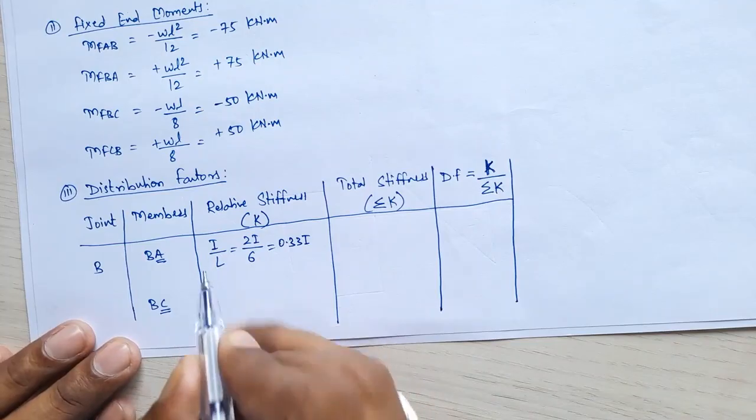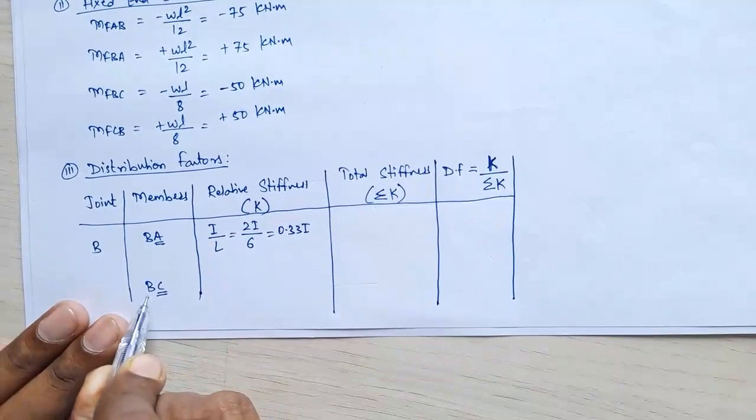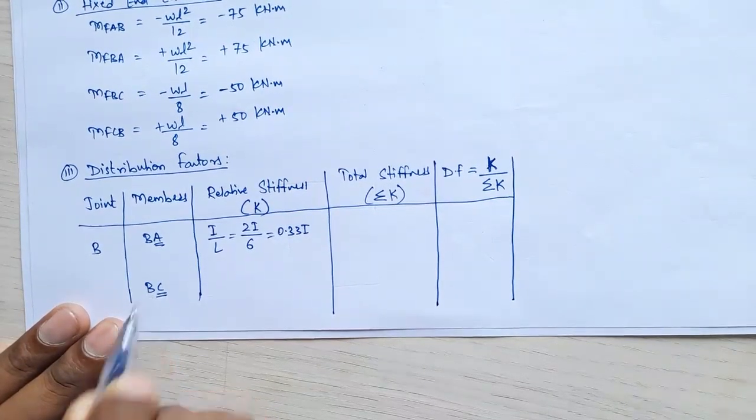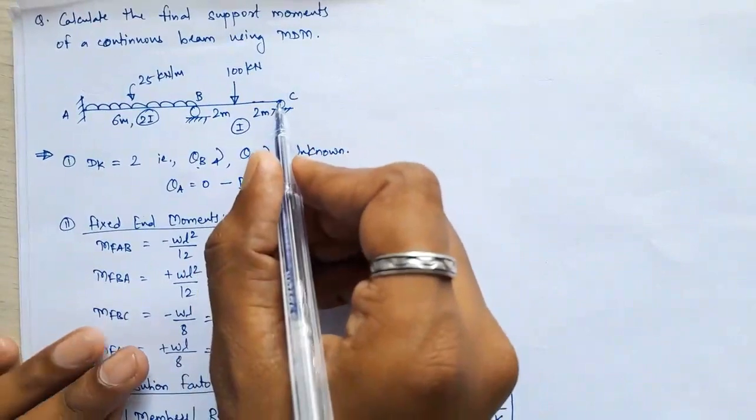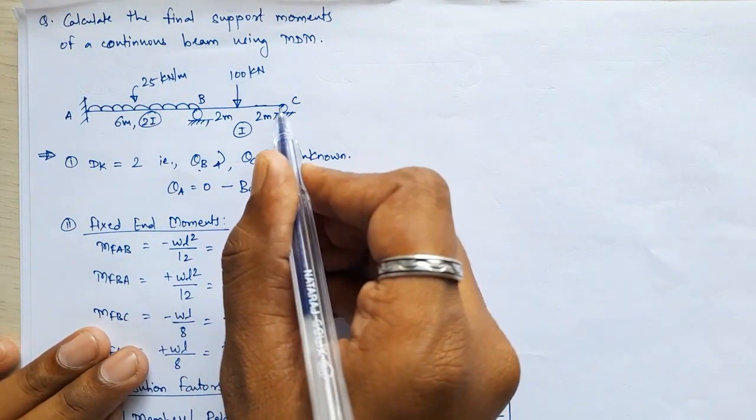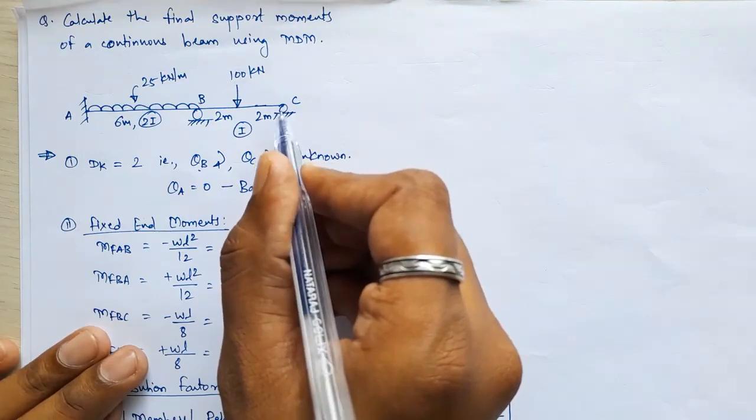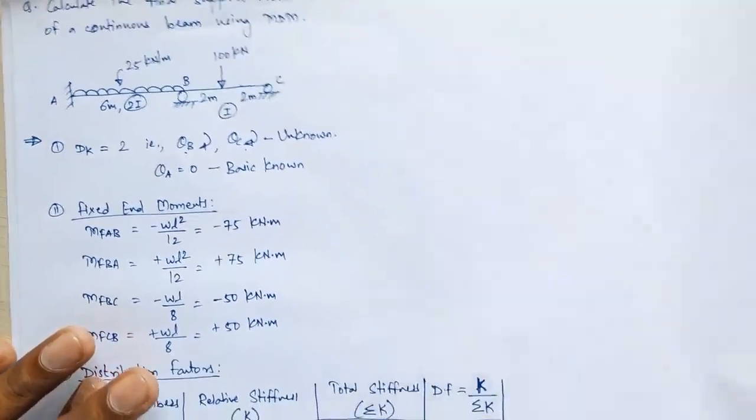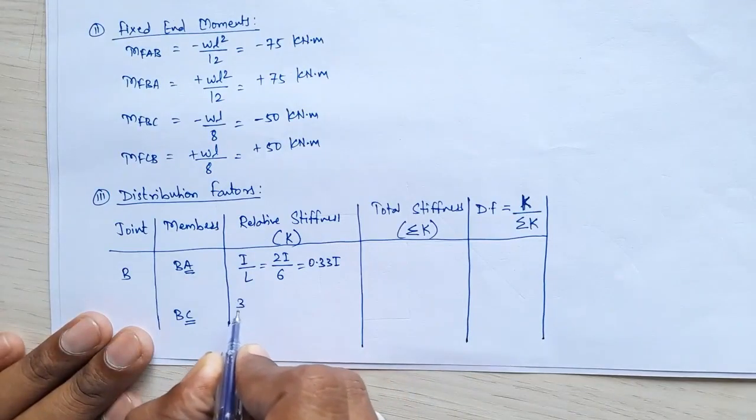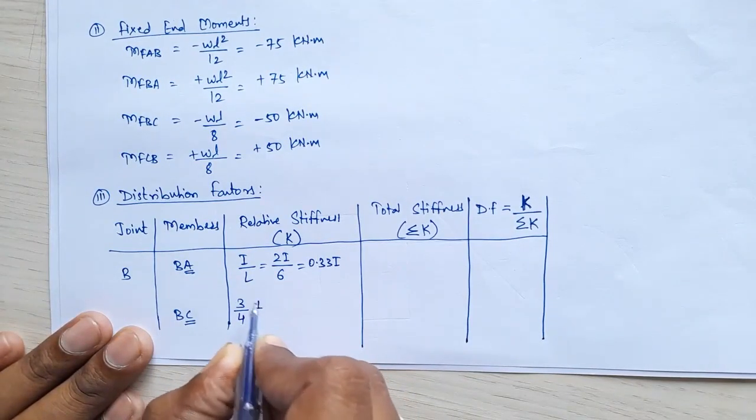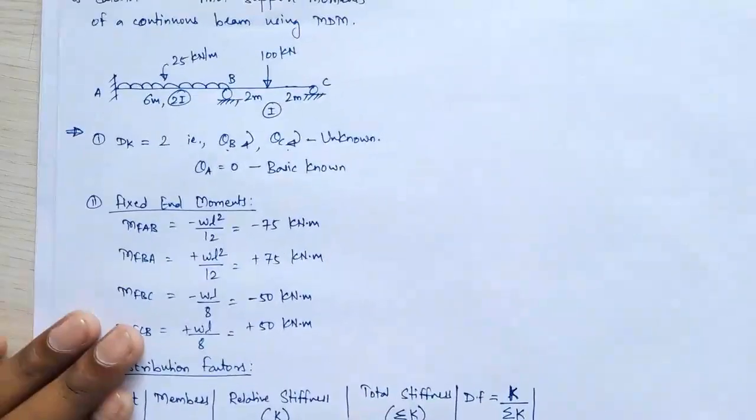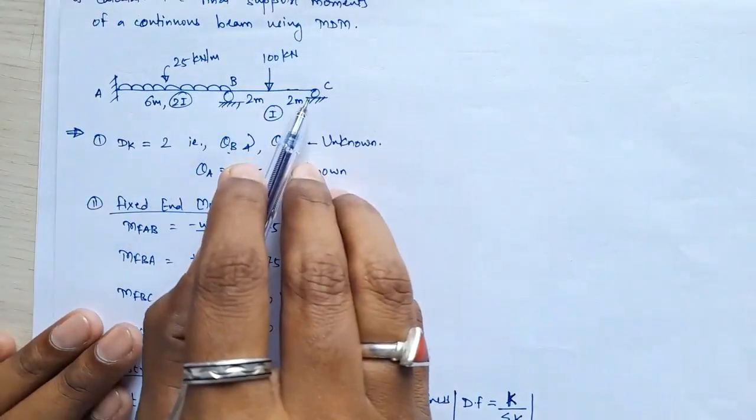Getting this? Then next member we will see now, member BC. Moment is getting transferred from B to C, so C will be your farther end. Now you check C. C is what? It is the end roller or end hinge support. So what type of support will this be? This will be classified as your incapable support. So for incapable support, your relative stiffness value is equal to 3 by 4 of I by L. Now you check the I value. The I value for member BC is given again as 1 here.